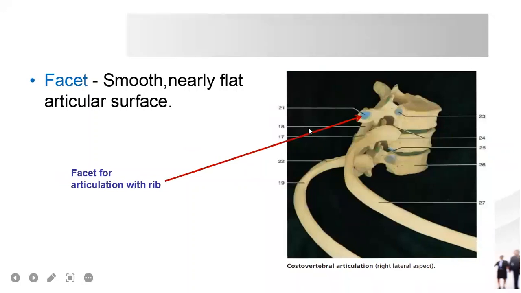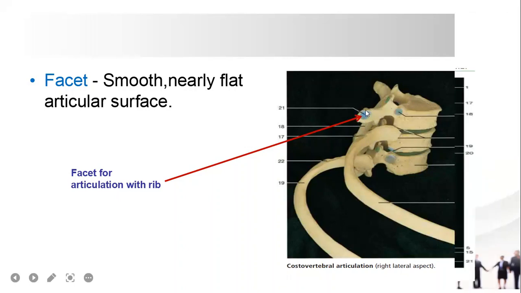We have a facet. A facet is a smooth, nearly flat articular surface where there's articulation with another bone. For our case, we were able to identify a facet for articulation with a rib. This is a facet for articulation with a rib.